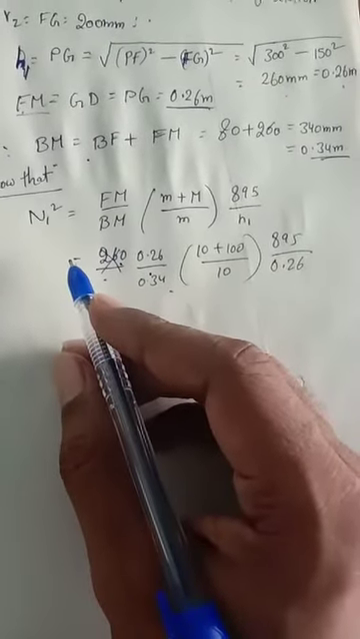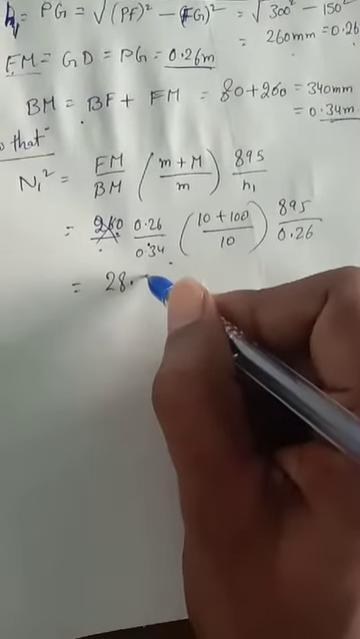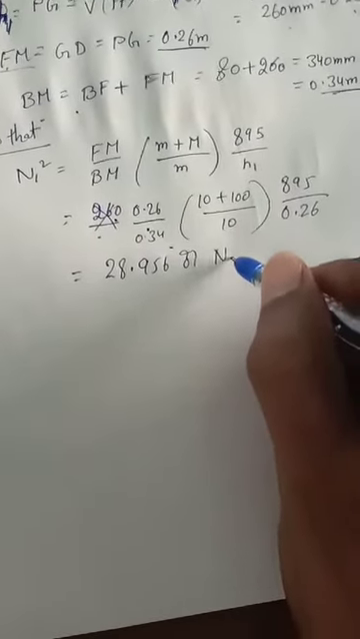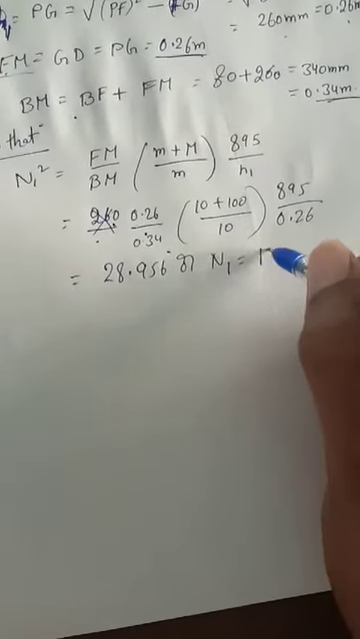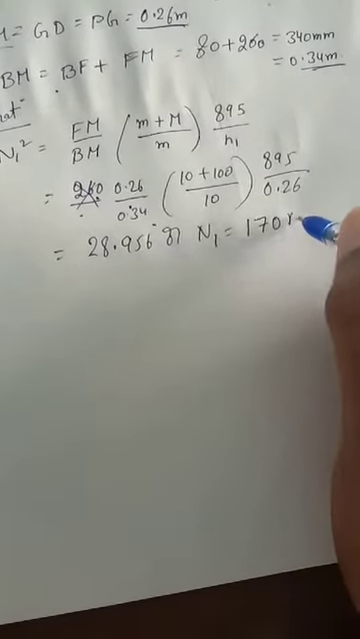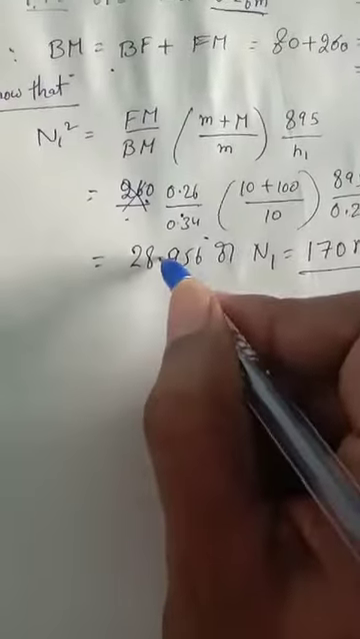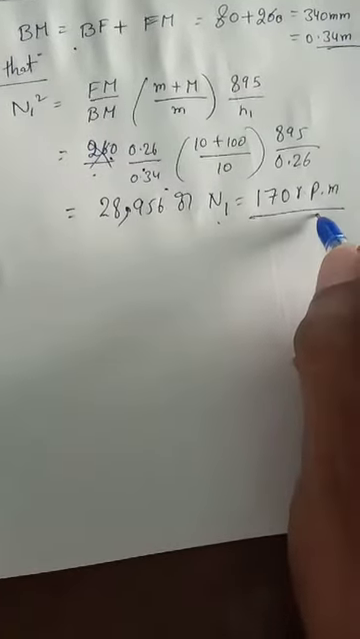Okay, now calculate this. We will get the answer here, 28.956, or N1 is equal to 170 rpm. This is 28,000 something. Like that you can solve this problem. In here N1 is over, and then we are going to see now the second picture.